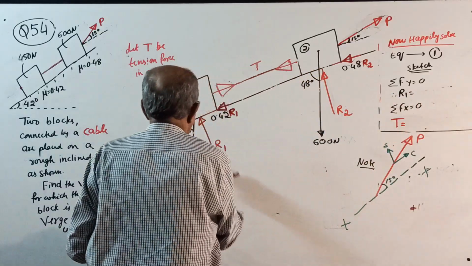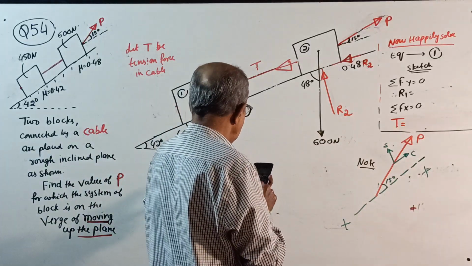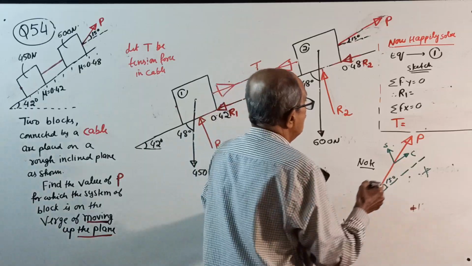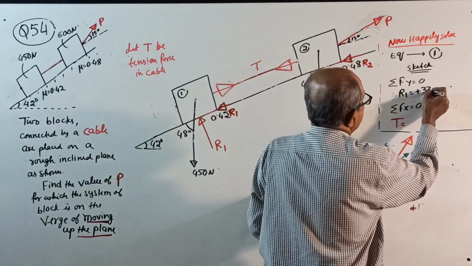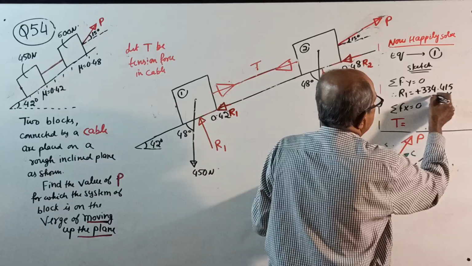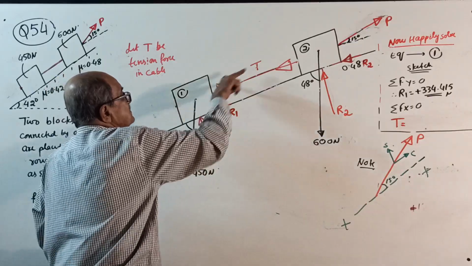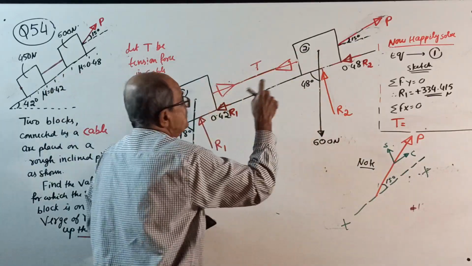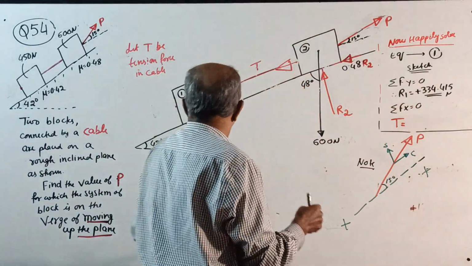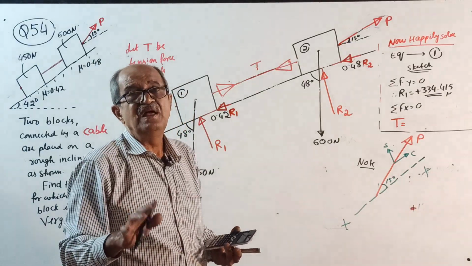How much? Plus R1 minus 450 sine 48 equal to 0. 450 into sine 48 is 334.415. Plus 334.415 Newton. Okay, this is R1. Sigma Fx = 0. See here. Plus right side, see this, not here. This sketch should come here with the xx and yy, and here you should write cos, sin, etc. What that writing is, is your option. It is only to understand.